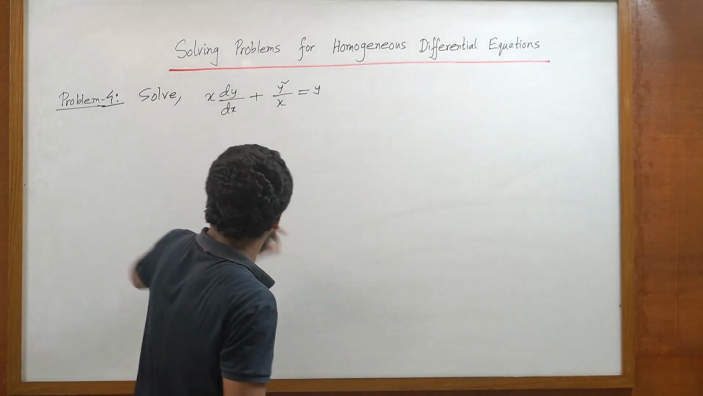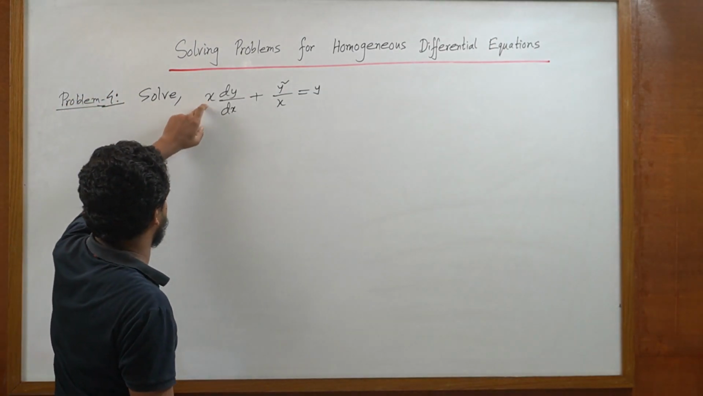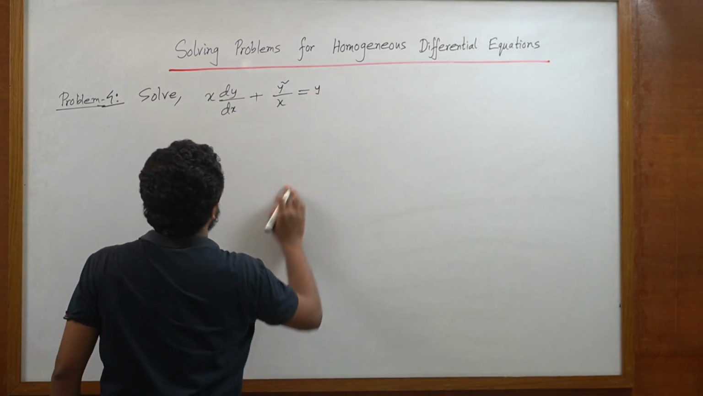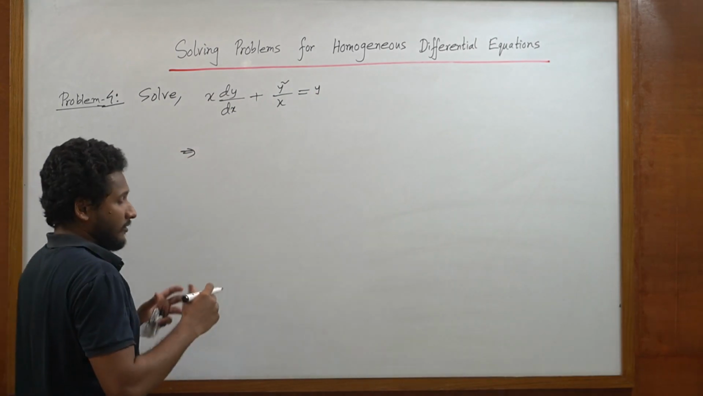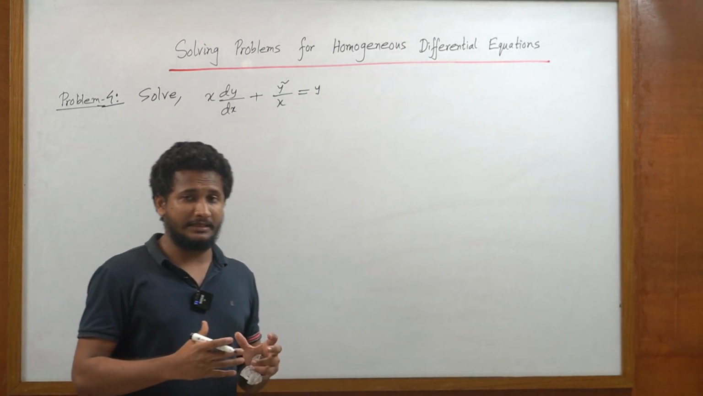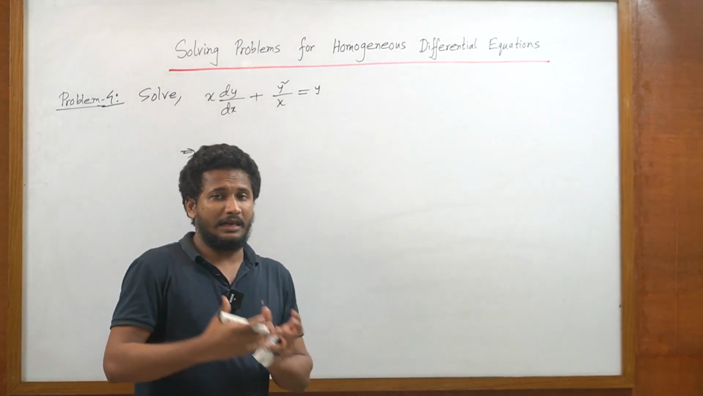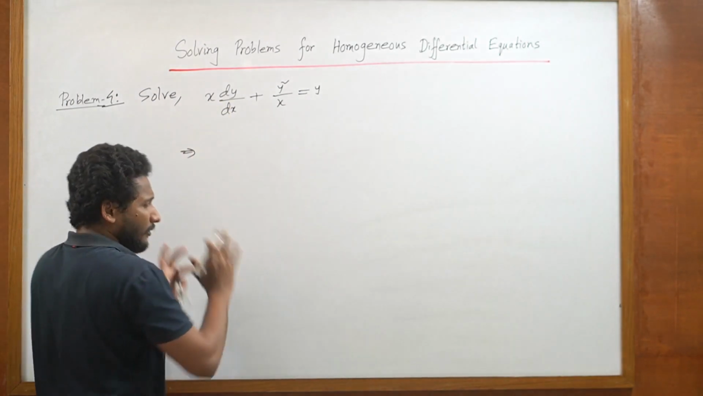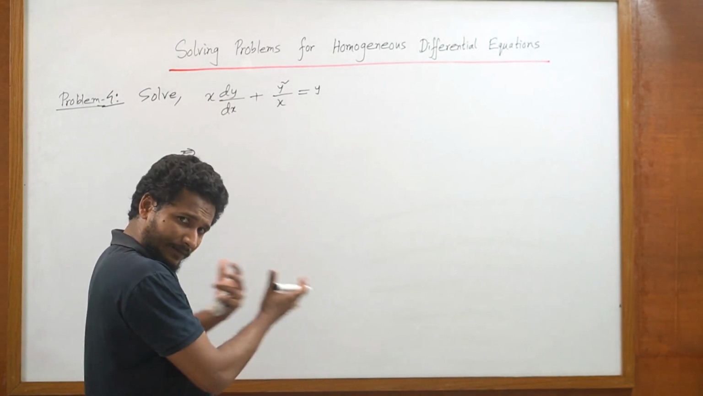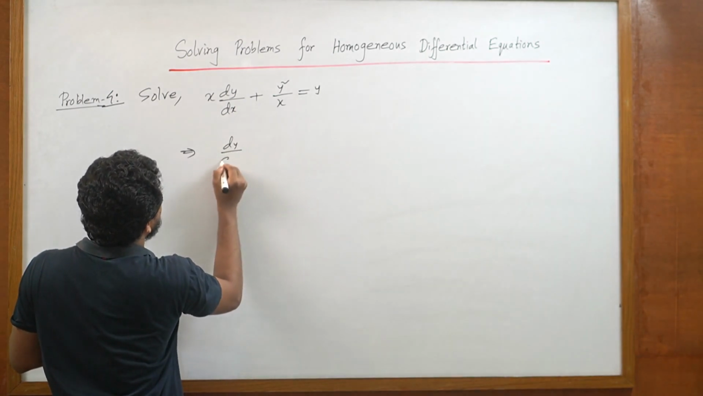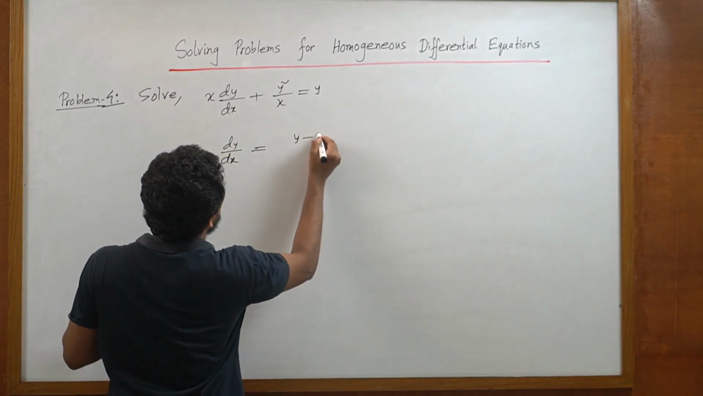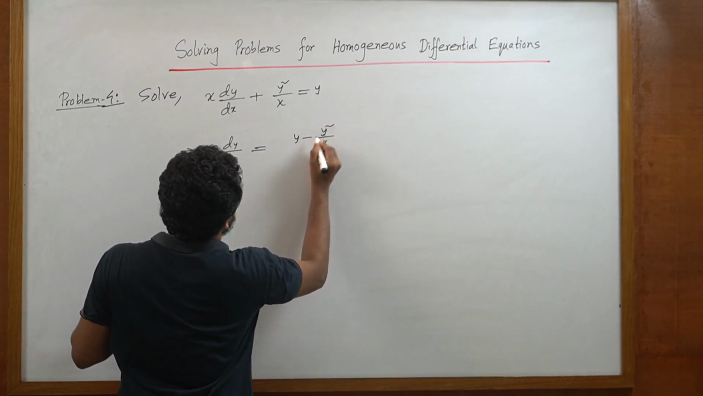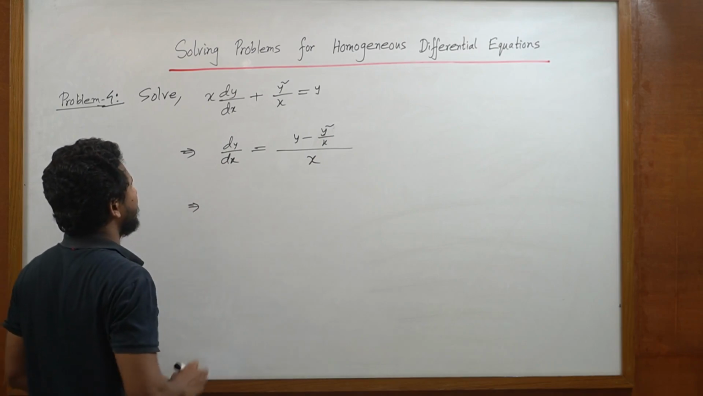Now we will solve the fourth problem. The fourth problem says x dy by dx plus y square by x equals y. First, we will separate dy by dx as an entity on the left hand side. So dy by dx equals (y minus y square by x) over x.